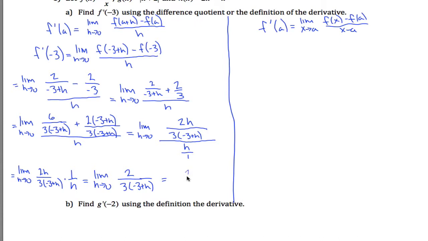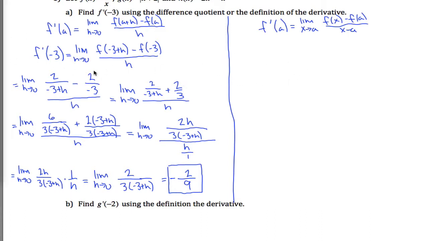What you get is 2 divided by 3 times negative 3 plus 0. 3 times negative 3, negative 9. 2 divided by negative 9, in other words, negative 2/9. This right here is my answer. If you don't like that way, you can do the same problem using a different method.